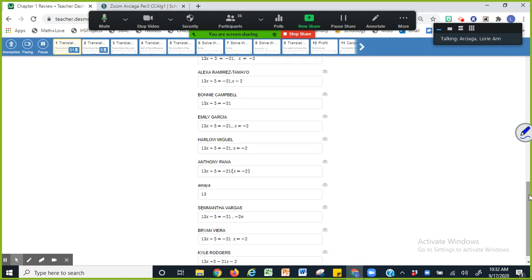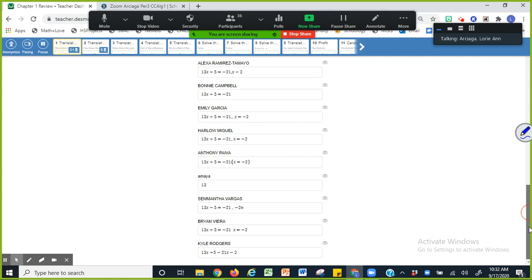Oh, nice use of grouping symbols, Anthony. All right, that's cool. Okay, great. All right, and Samantha Vargas, please make sure you put an equal sign, honey. It's -2 equals n, not -2n, because it looks like they're being multiplied.